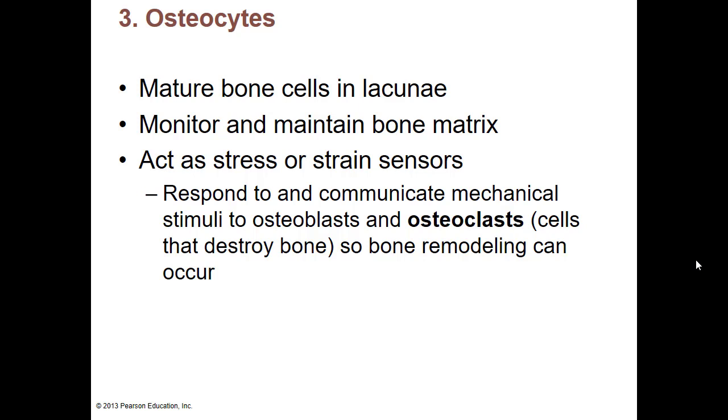Now, they can communicate to other cells if they need to. And that's what maintaining is good for: they can act as stress or strain sensors to tell bone, okay, well, we've got a lot of stress. Maybe we need to build some new bone and break down the old stuff. And so they can communicate to cells and say, okay, we need to stimulate our osteoblasts to build new bone because it's getting a little old, and osteoclasts to break bone cells down, so that we have new, fresh bones.